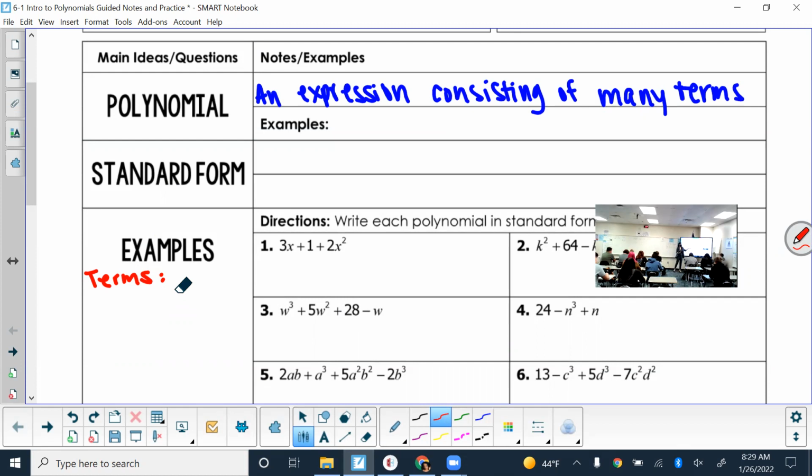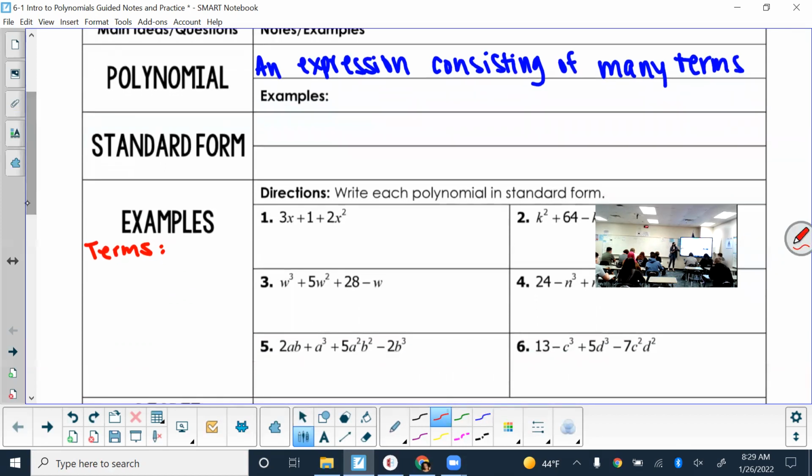Like number 1, how many terms are in there? 3. And how do you know that? What are they separated by? In number one, they're separated by addition signs. So what else can they be separated by? Subtraction signs, parentheses, equal signs, what else? Multiplication signs and division signs. I think that covers about all of them.